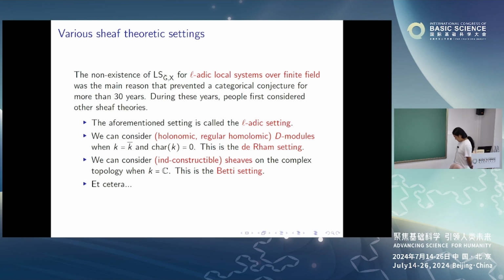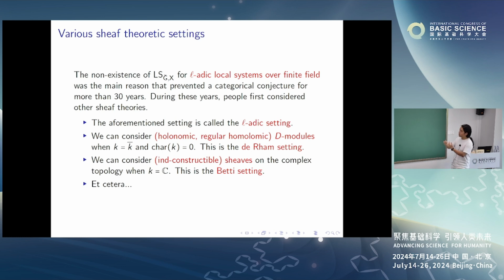Okay, so this non-existence of the moduli stack of local systems in the l-adic case over a finite field was the main reason that people didn't state a categorical conjecture for more than 30 years. So we do have a conjecture now, which I will mention later. But during these years, people first considered other sheaf theories rather than l-adic sheaf theory. By sheaf theory, I mean something that behaves like the category of l-adic sheaves.